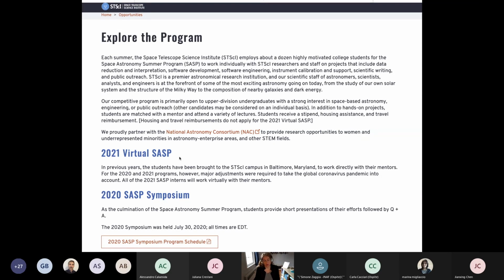But if you want, you can also work on a more technical project with one of the instruments, either on Hubble or actually also on JWST, which is going to be launched in a few months. So if you work this summer, it will be just 3 months before the launch. So there will be interesting things to do.